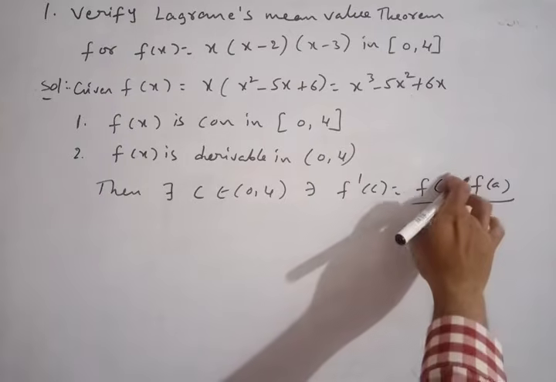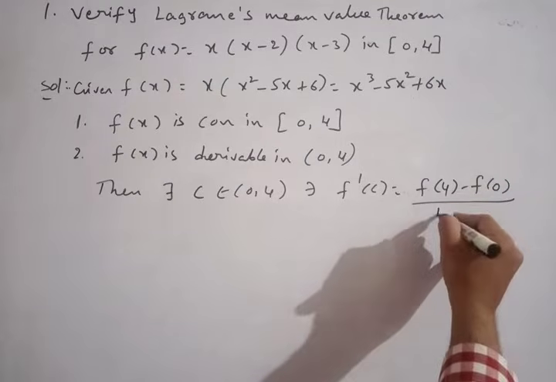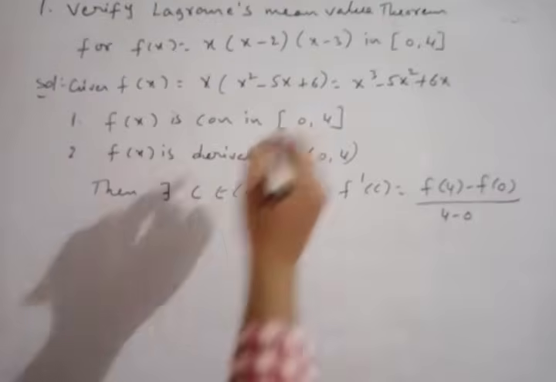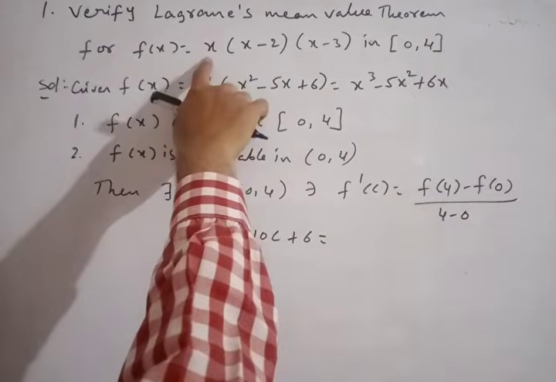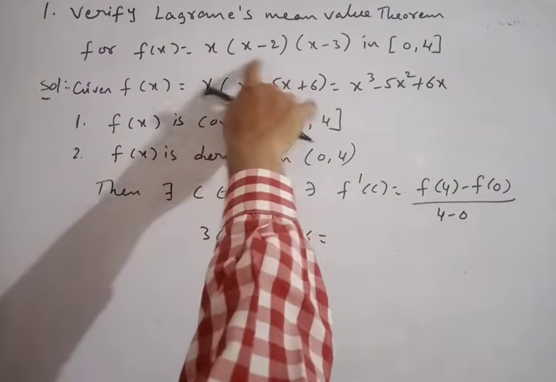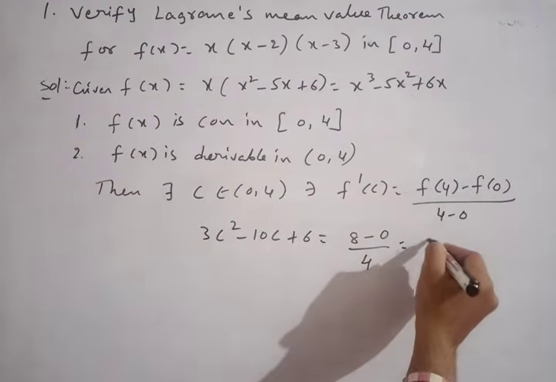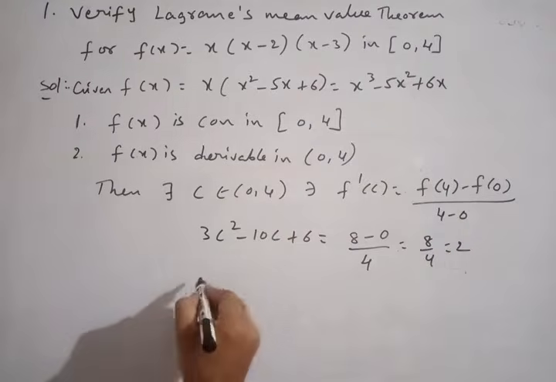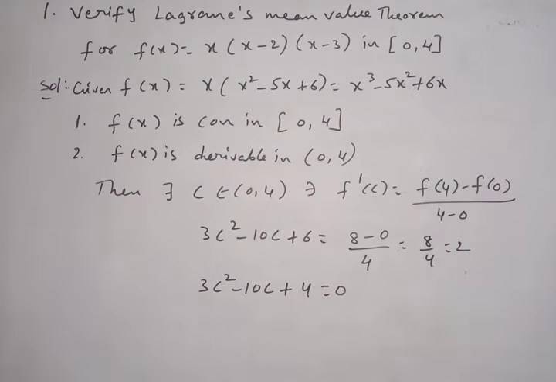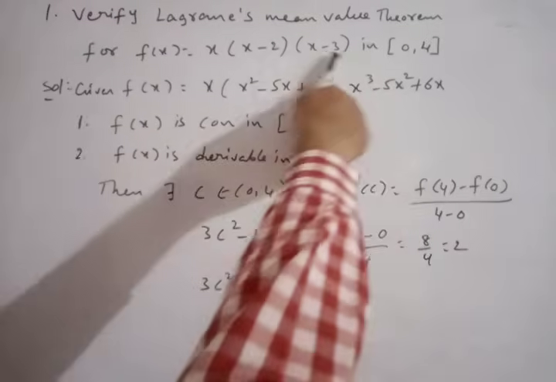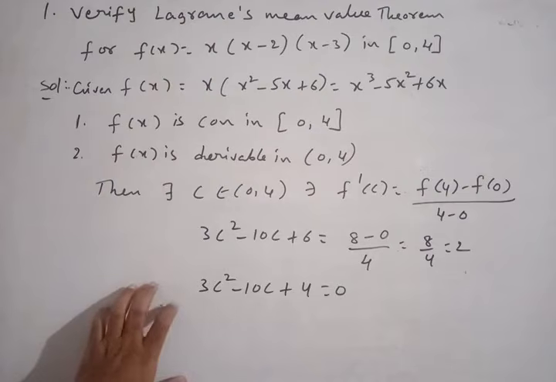What is our b value here? 4. What is our a value? 0. So (f(4) - f(0))/(4 - 0). What is f'(c)? 3c² - 10c + 6 equals f(4), which is 4 into 4 minus 2, so 8, minus f(0). 0 into anything is 0, divided by 4. So 8 by 4 I get 2. Take this 2 this side: 3c² - 10c + 4 = 6 - 2 = 4. Now take the calculator and solve it.